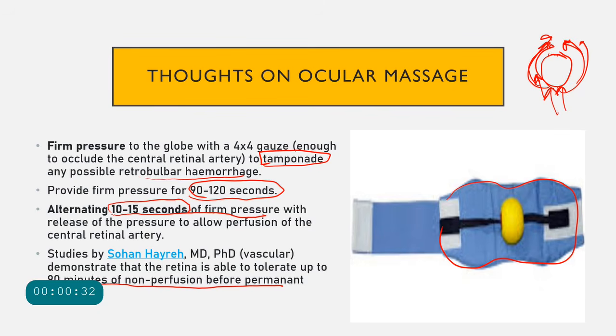However, what I prefer is alternating 10 to 15 seconds of firm pressure with 15 seconds of release, and this works quite well for the patients. And the first sign of getting a block is the development of ptosis, and then you gradually get akinesia.